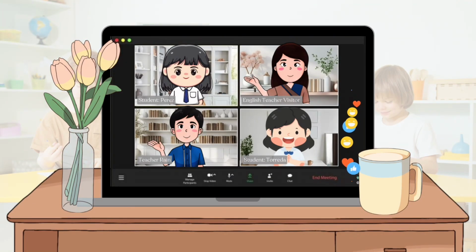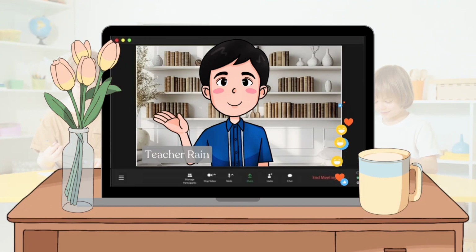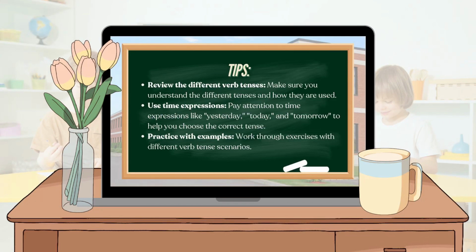The second one is use time expressions. Pay attention to the time expressions like yesterday, today, and tomorrow to help you to choose the correct tense. And lastly, practice with examples. Work through exercises with different verb tense scenarios.